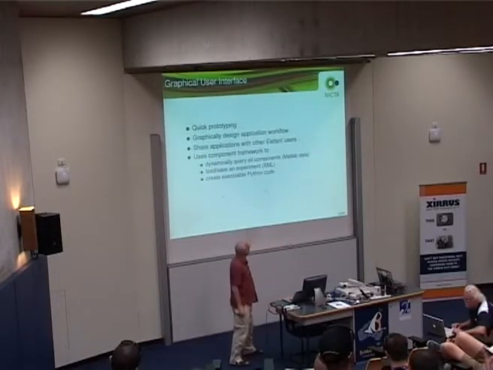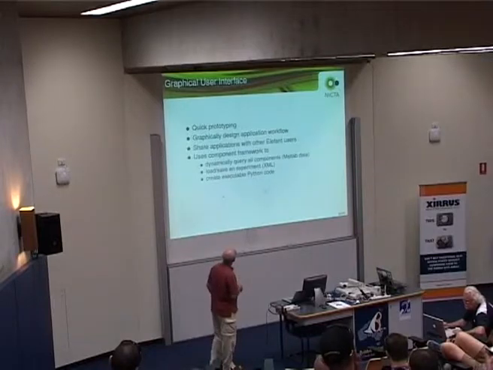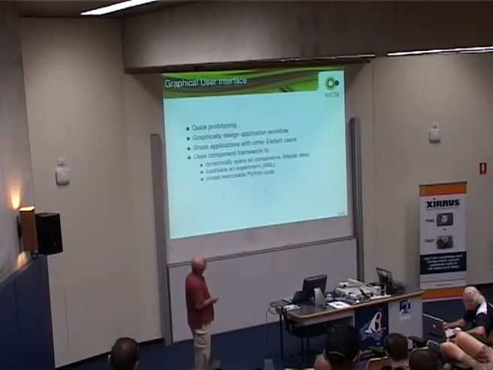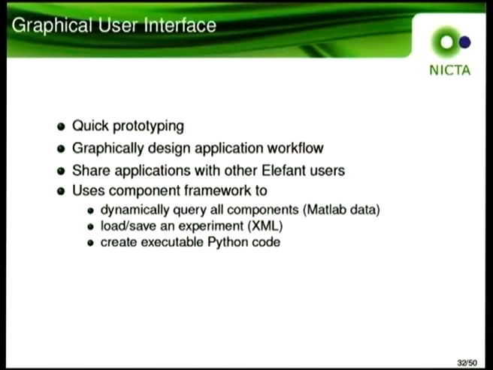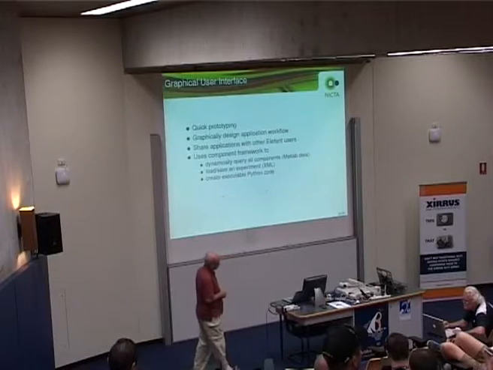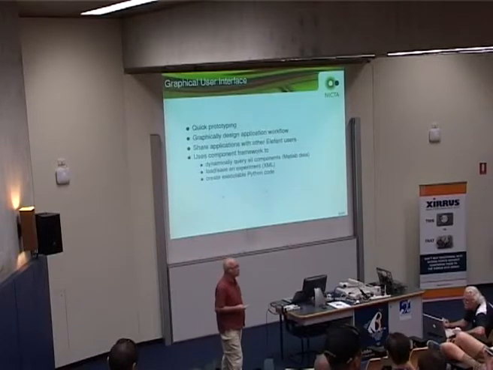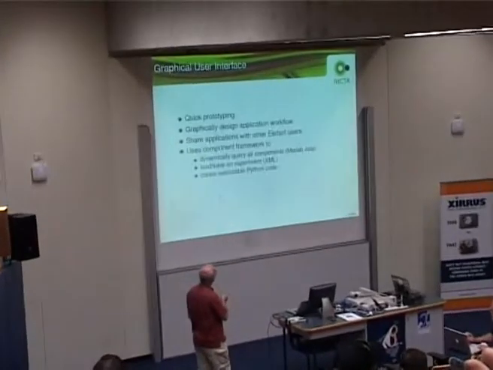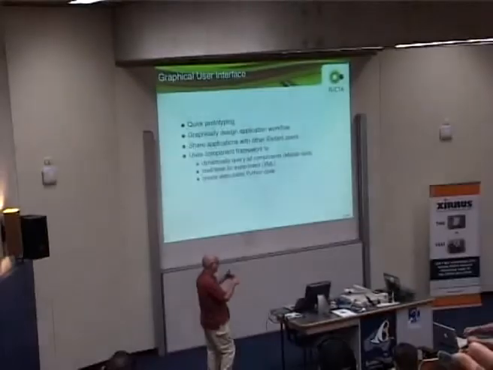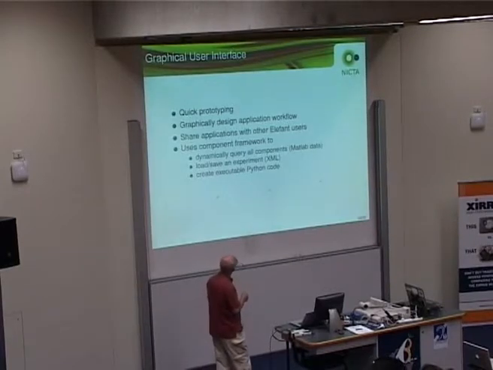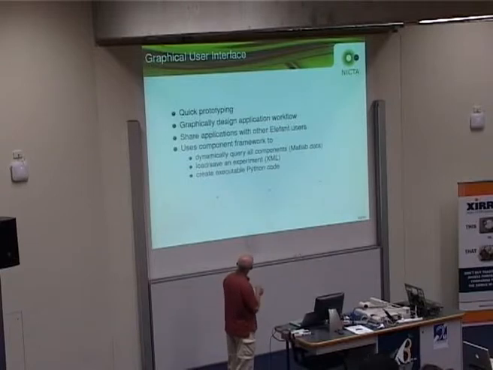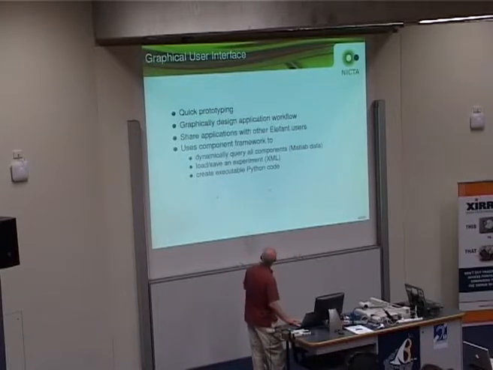And then you already saw the graphical user interface for quick prototyping, designing application workflows quickly, and sharing the experimental setup with other users. It uses the component framework to, for instance, dynamically query the files which you want to load, because MATLAB data doesn't have a format where they provide you everything in ASCII. You have to really query the data and figure out what the parameter settings are inside of the MATLAB data format. The loading and saving of the experiment is done in XML. I'll come to that soon. And I hope you believe me that we have executed Python code.